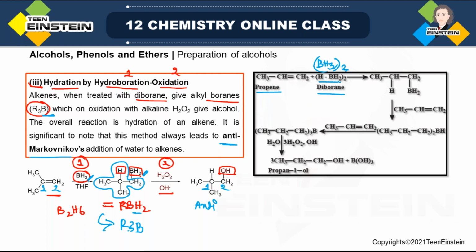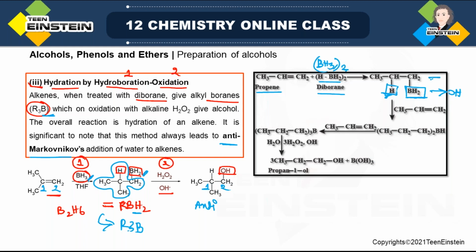Now BH3 is written in this way, as two fragments, H and BH2, because there will be addition of H and BH2. And remember, BH2 will be added to that carbon where your OH will be present, because actually the BH2 group is converted to OH. So remember, the positions of BH2 and OH will be the same.